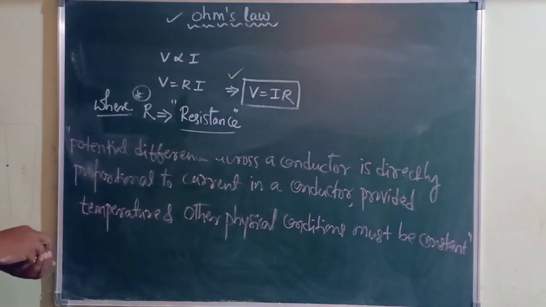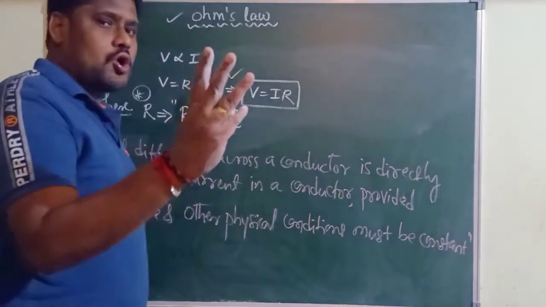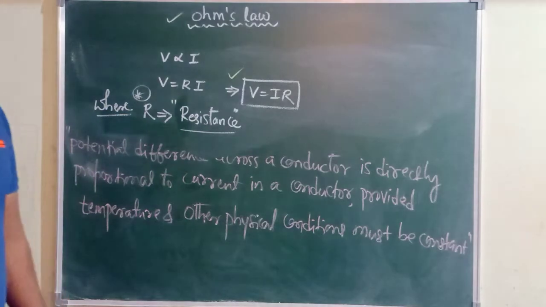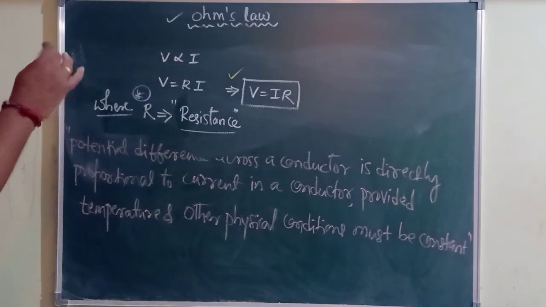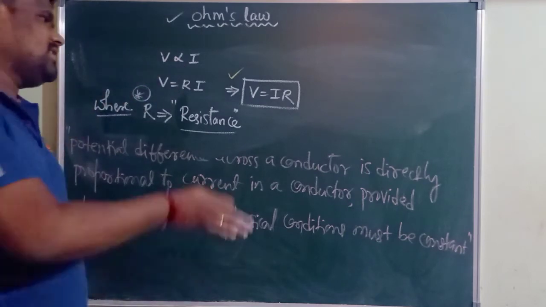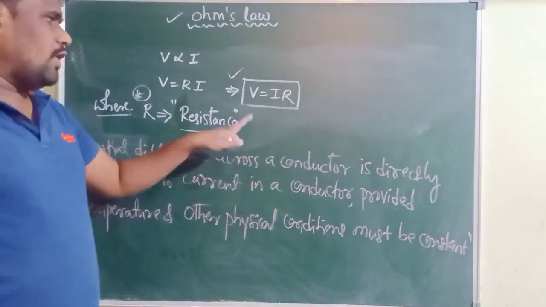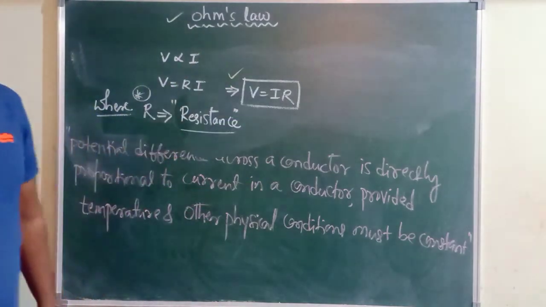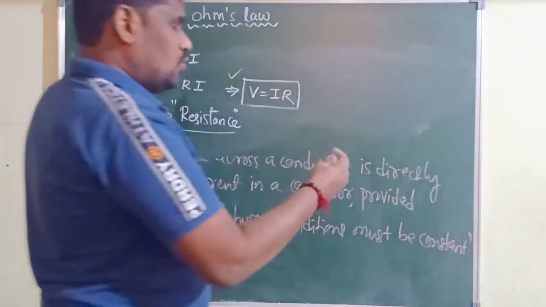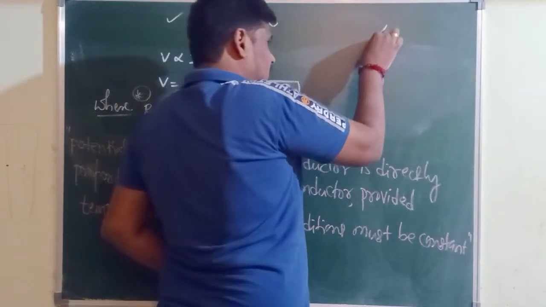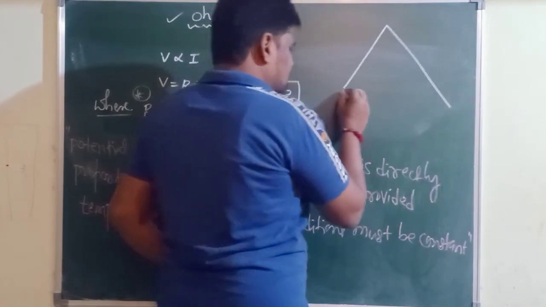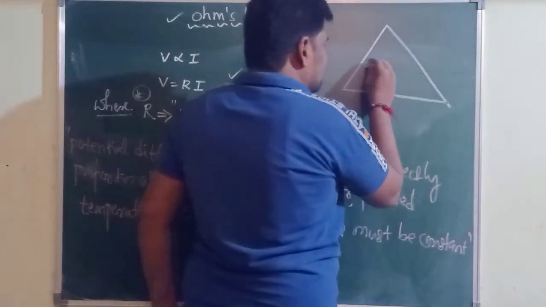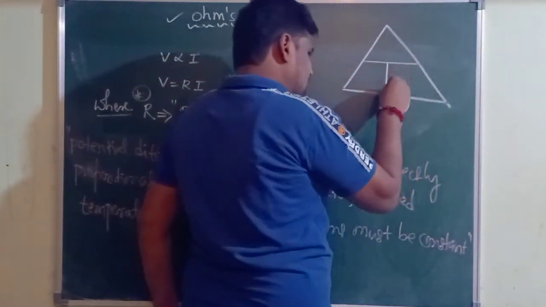So Ohm's law gives the relation between three important parameters of electricity: one is voltage, another is current, and the third is called resistance. Let us write the formula for voltage, current as well as resistance. To remember this, let me take one simple representation. This I will call a magic triangle.